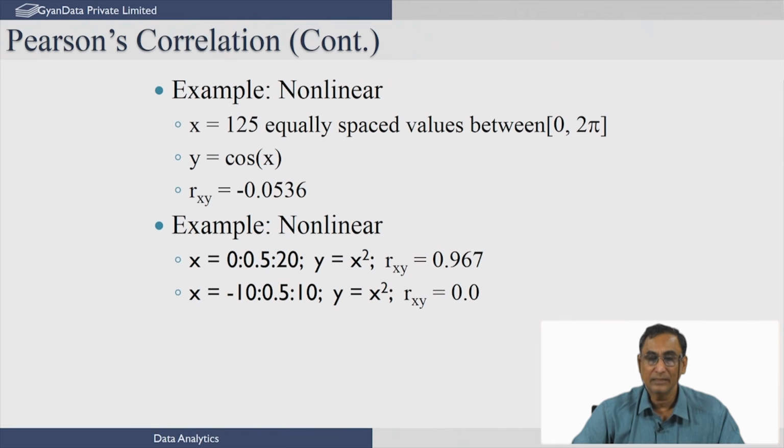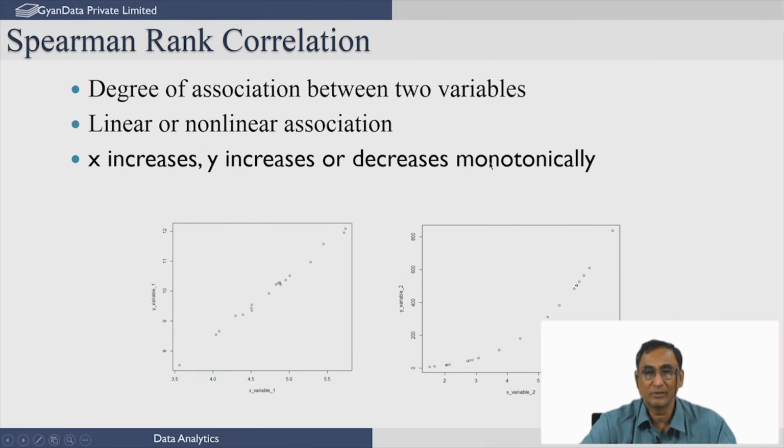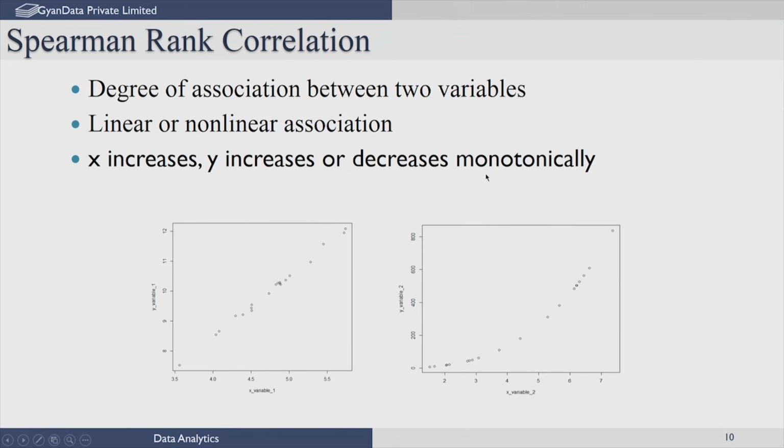So, let us look at other correlation coefficients. You should note that Pearson's correlation coefficient can be applied only to what we call not ranked variables, not ordinal variables, but real valued variables like we have here. So, let us look at other correlation coefficients that can be applied even to ordinal variables.